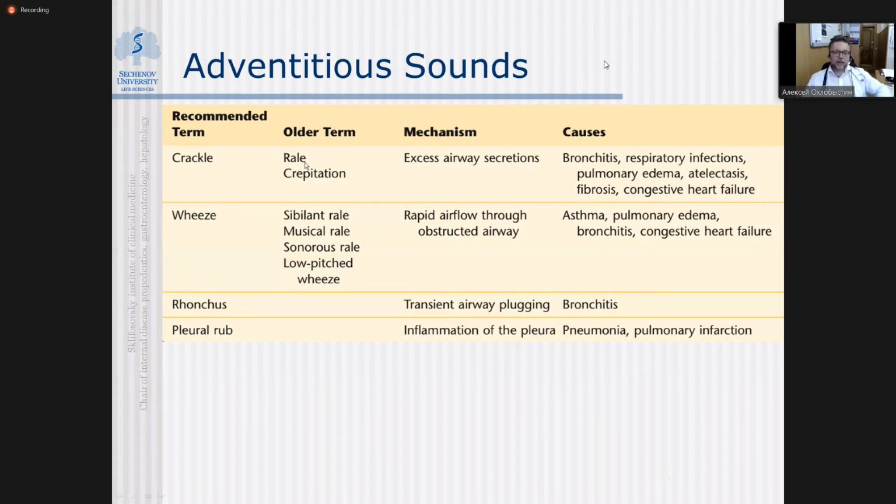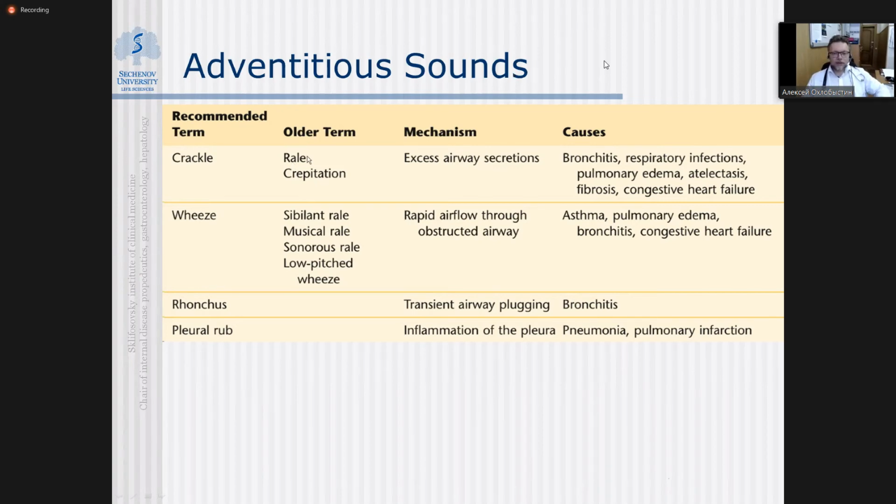Rales will be the moist sound of bubbling produced in the bronchi. Crepitation is something produced in the alveoli. If you're unsure whether it's a bronchial sound or a sound from the alveoli, then we use crackles. But it means that differentiation is impossible. So it's not just about an older term; it's the marker of our inability to differentiate.